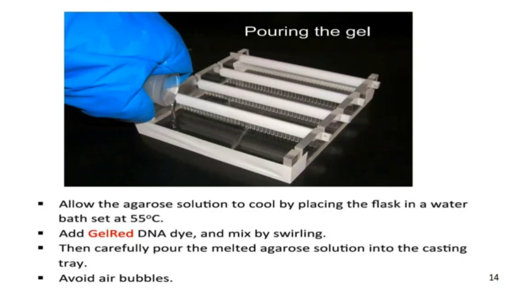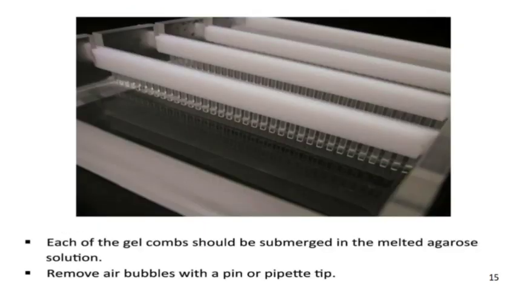Then add gel-red DNA dye and mix by swirling. Then carefully pour the melted agarose solution into the casting tray and avoid air bubbles. Each of the gel combs should be submerged in the melted agarose solution, and remove air bubbles with a pen or pipette tip.